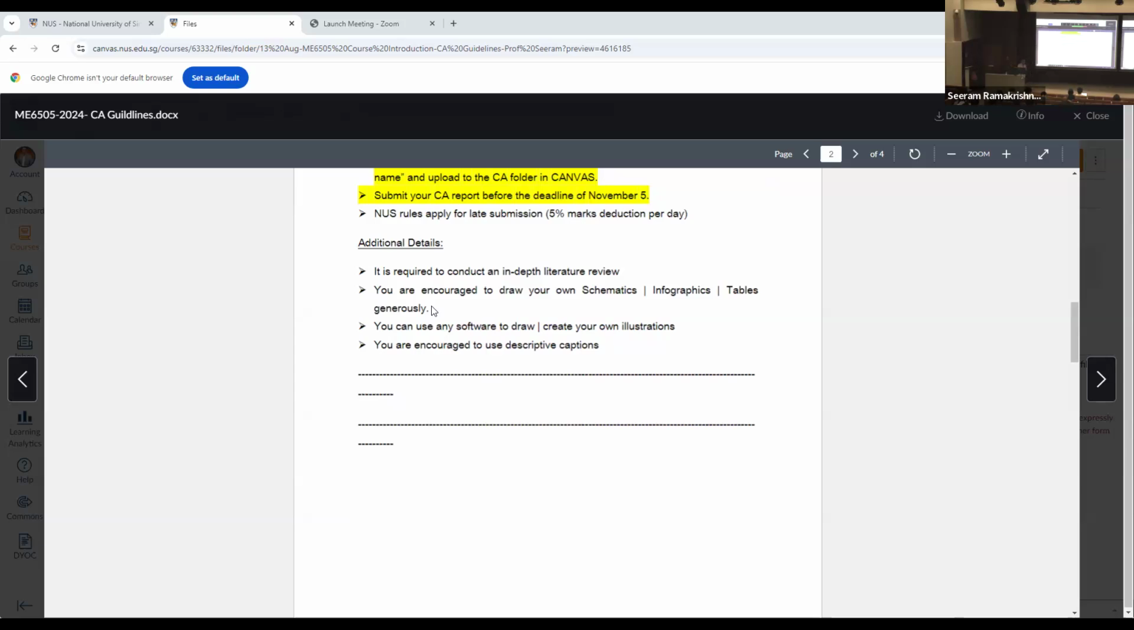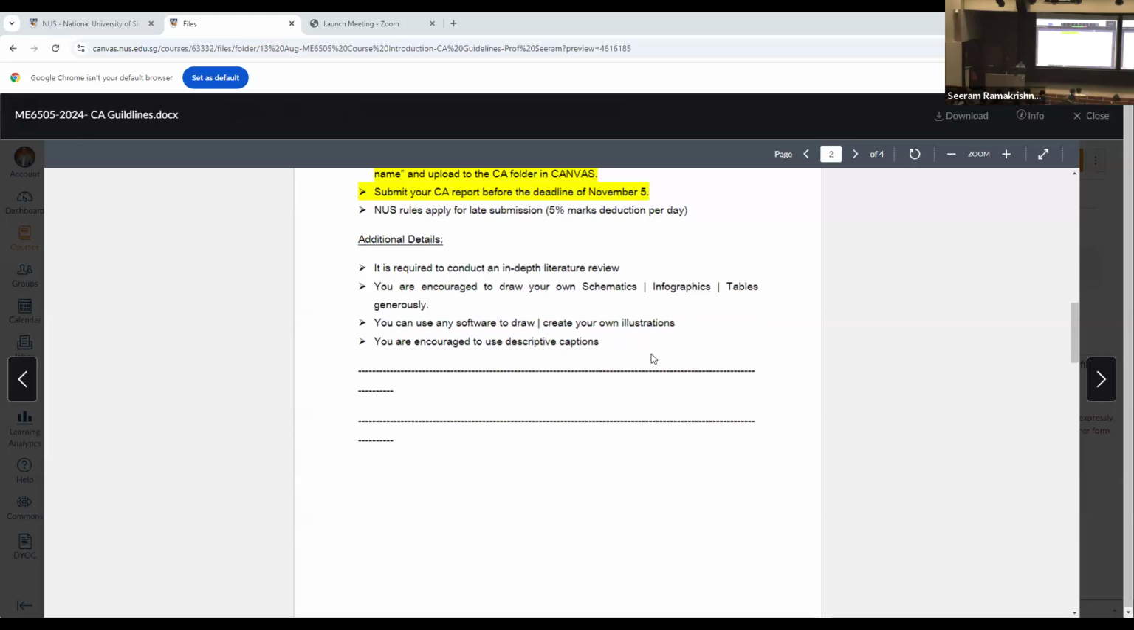No problem. Last year, actually, I listed which software you can use, but this year, I'm not giving any software names. It's up to you. And you're encouraged to use descriptive captions. Normally, when you have a figure, schematic, infographic, or a table, the caption should be as descriptive as possible. It's good so that if someone looks at your illustration, they understand what you want to convey. So that's the main point you may want to note.